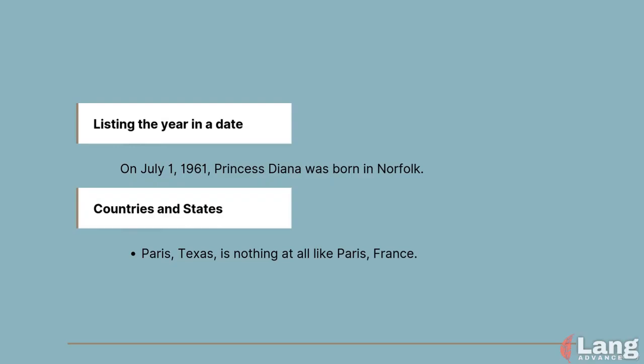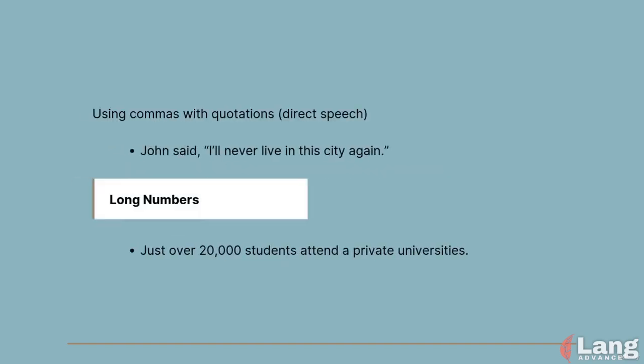Listing the year in a date. On July 1, 1961, Princess Diana was born in Norfolk. Countries and states. Paris, Texas, is nothing at all like Paris, France. Using commas with quotations, direct speech. John said, "I will never live in this city again." Long numbers. Just over 20,000 students attend a private university.